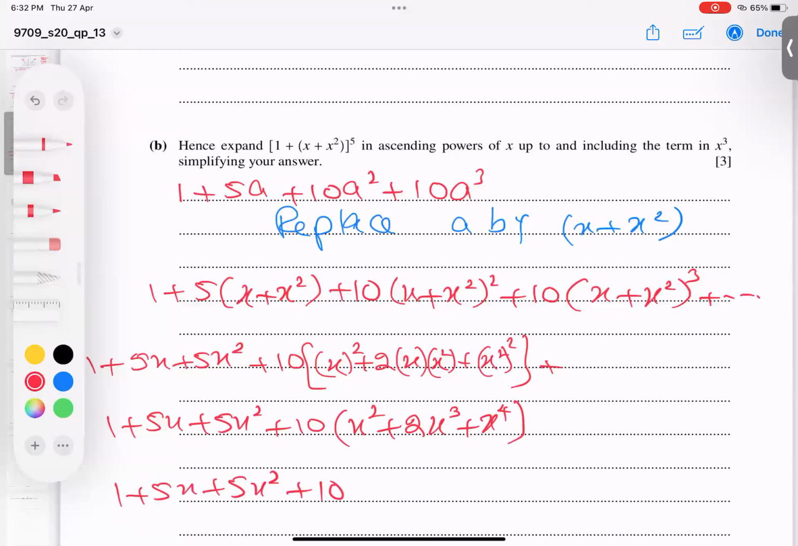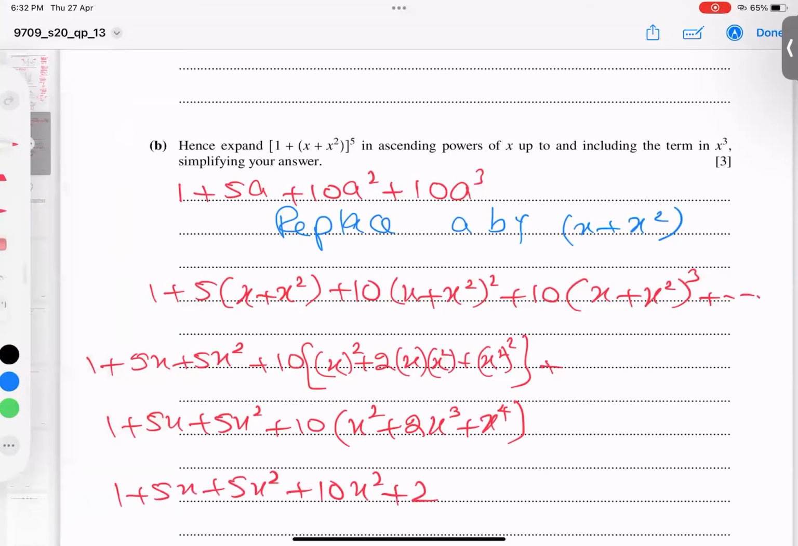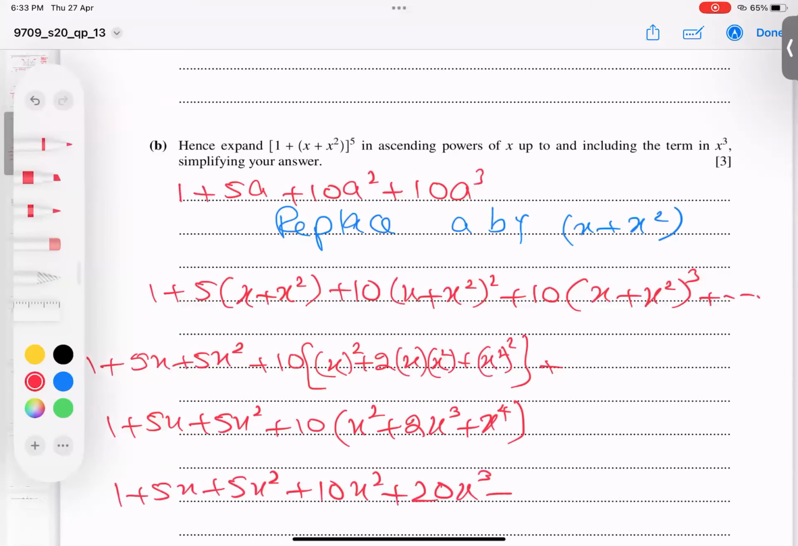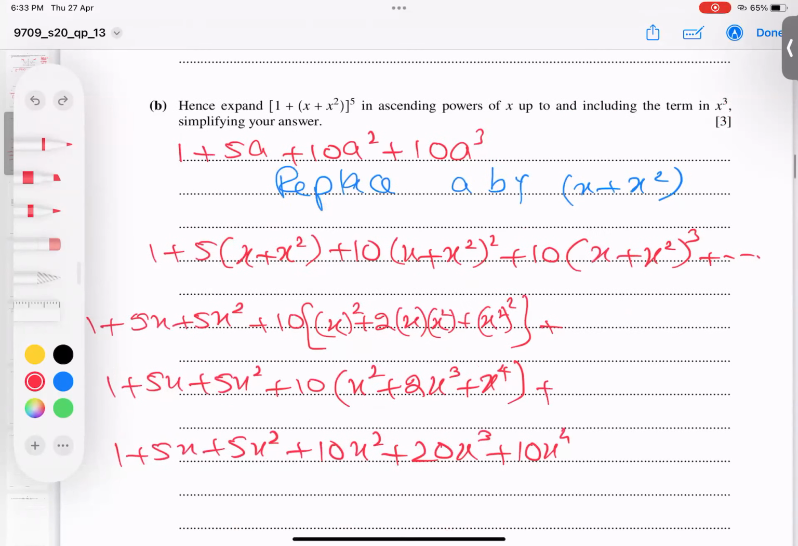This is done. 10x to power 2, 10 twos are 20, x to power 3, and 10x to power 4. Problem is only left from here. We are looking for the x cube term, so only one term so far. But he's saying not only x cube, expand till x cube, including it. So I think how much I've done is what I need, but x power 4 is not required. Anyway, so let's start.